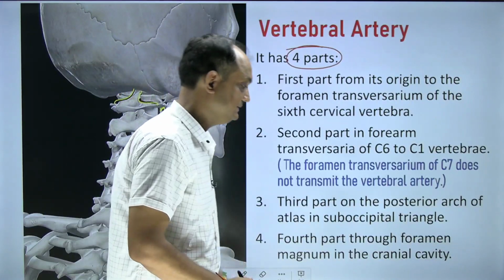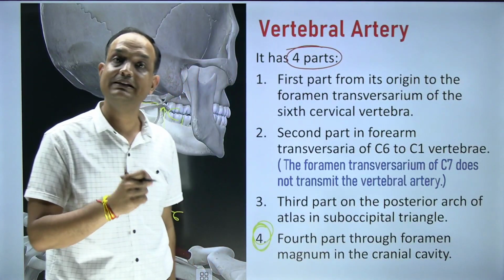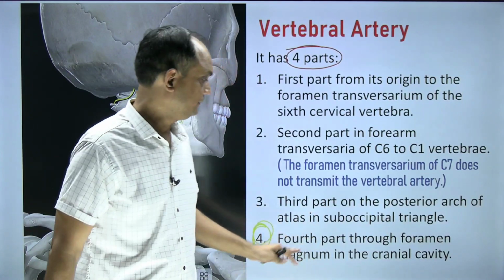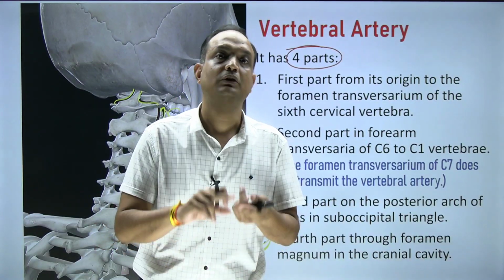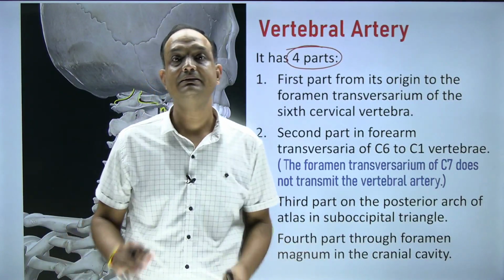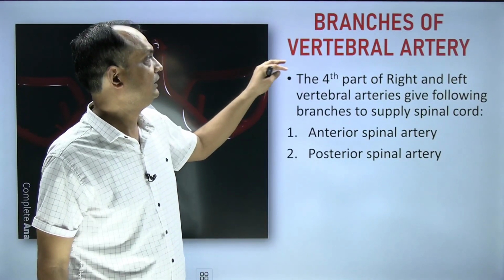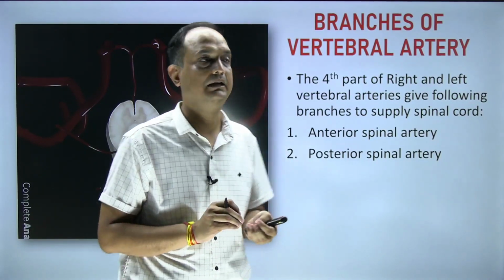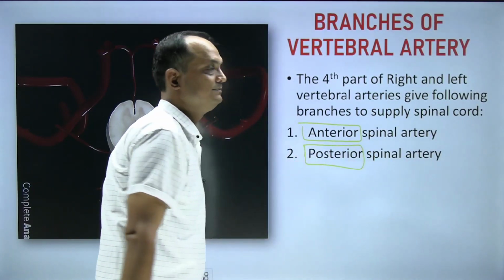That means it is present inside the cranial cavity, and this fourth part is important for today's session because the spinal arteries have an intracranial origin from the fourth part of the vertebral artery. Clear? So, which part of the vertebral artery contributes to the blood supply of your spinal cord? The answer is the fourth part, the part present inside the cranial cavity. So, what are the branches of the vertebral artery which contribute to the blood supply of the spinal cord? There are two branches, the anterior and posterior spinal arteries.